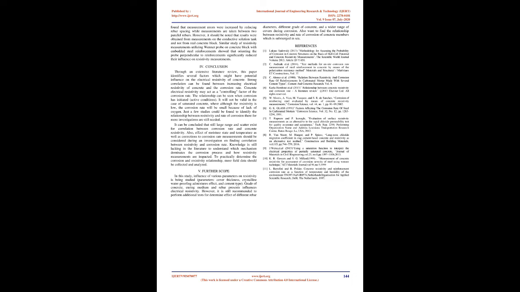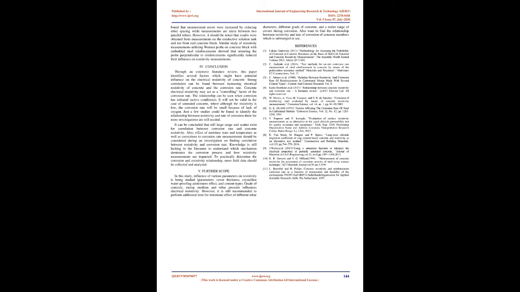Just a few studies could be found to identify the relationship between resistivity and rate of corrosion, therefore more investigations are still needed. It can be concluded that a large range and scatter still exist for the correlation between corrosion rate and concrete resistivity. Also, the effect of moisture state and temperature as well as corrections to corrosion rate measurements should be considered during an investigation on finding the correlation between resistivity and corrosion rate. Knowledge is still lacking in the literature to understand which mechanism dominates the corrosion process and how resistivity measurements are impacted. To practically determine the corrosion and resistivity relationship, more field data should be collected and analyzed.